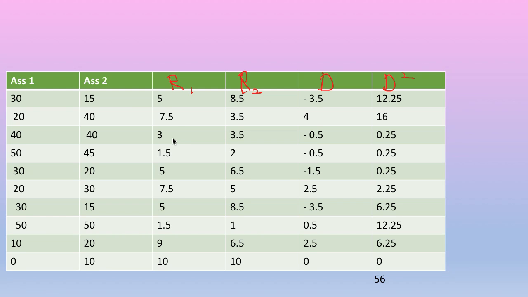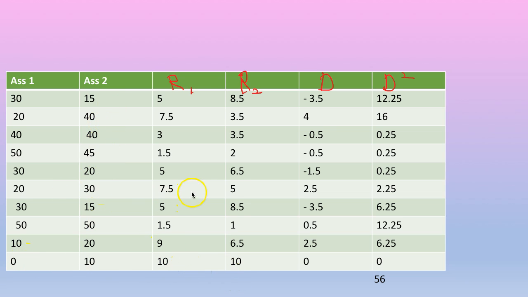Then we have 1, 2, 3, three 30s. So 4th, 5th, 6th, the average of that is 5. So next to 30 I write 5. Then the next value would be 20. There are two 20s, so average of 7 and 8 will be 7.5. So next to 20 I write 7.5. So the 8th rank is gone. The 9th rank is 10. 10 is the 9th rank and 0 is the 10th rank.